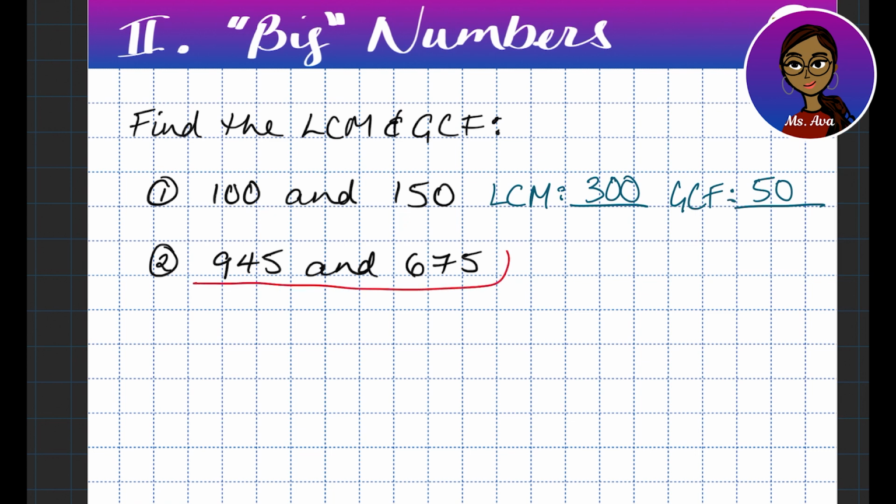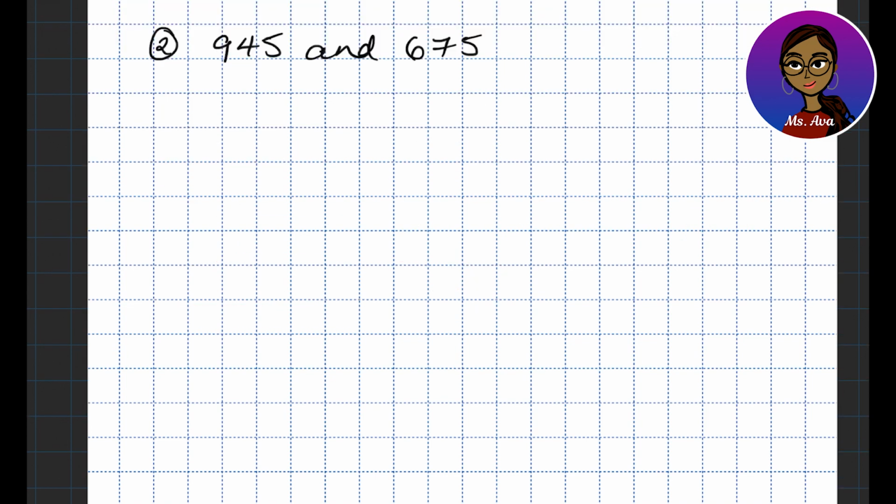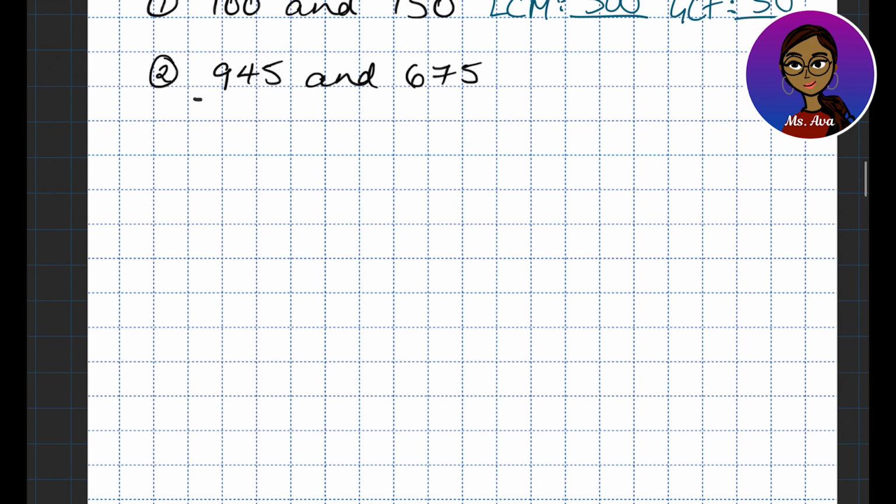What I mean is when it's something that is complicated looking like this. This is not going to be easy to just solve. So when you have numbers that are relatively big, chances are if you just try to figure out all the multiples and the factors, you will come up with a pretty long list. So for these kinds of problems, this is what you want to do.